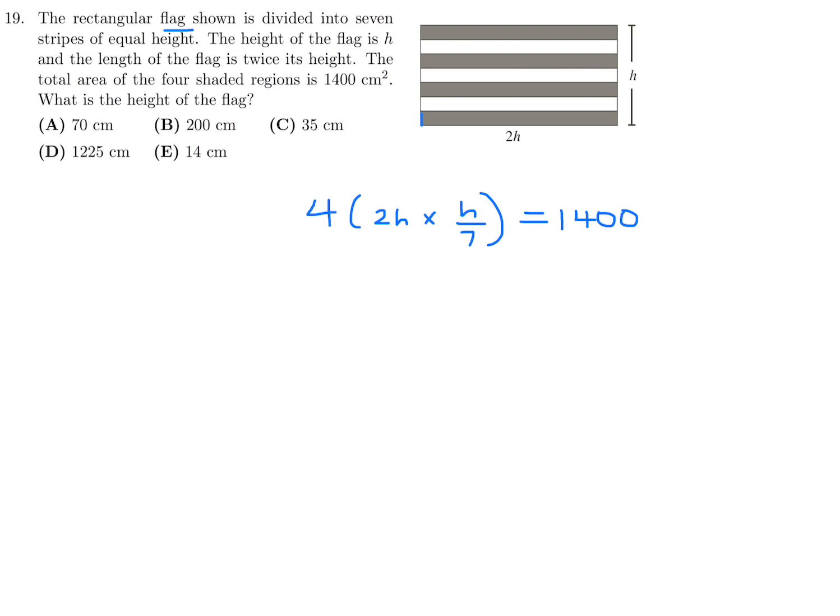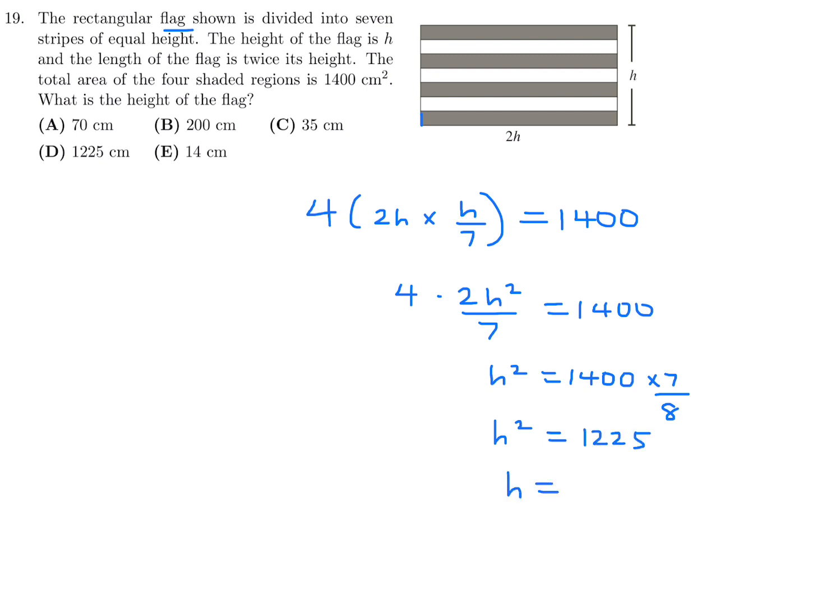Okay, so let's do this. This is going to be 4 times 2h squared over 7 is 1400. So that means h squared is 1400 times 7 over 8. That means h squared is equal to 1225, and therefore if I take the square root, I get 35. So h is 35, and that's the height of the flag. So number 19, the answer is C.